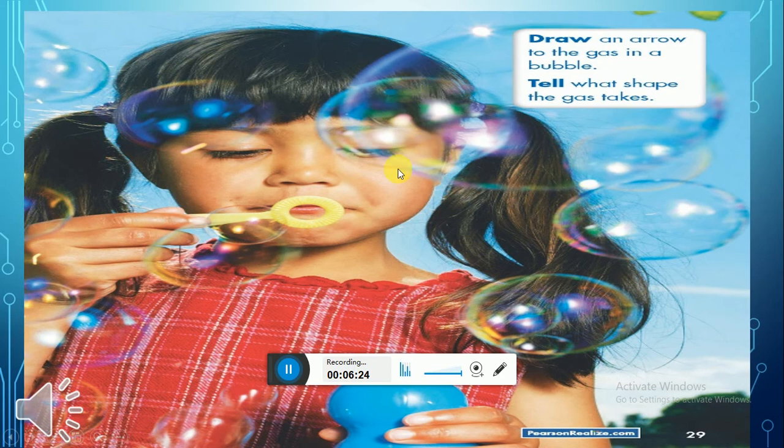Okay guys, if you look here at these bubbles, can you tell me what's inside those bubbles? Gases or liquid? Inside the bubbles you can find gases. Super. So gases here take the shape and the size of the bubbles. Yes, because this bubble is the container of the gases.